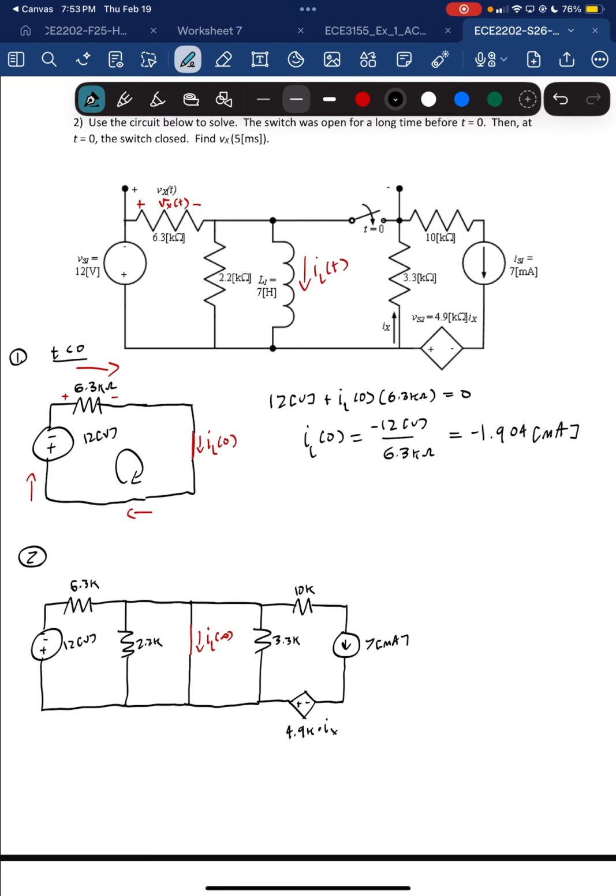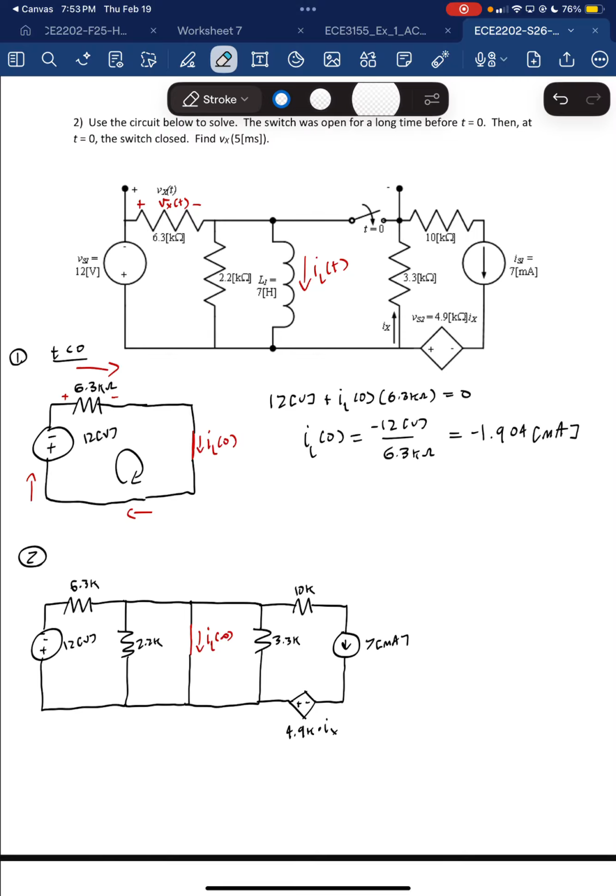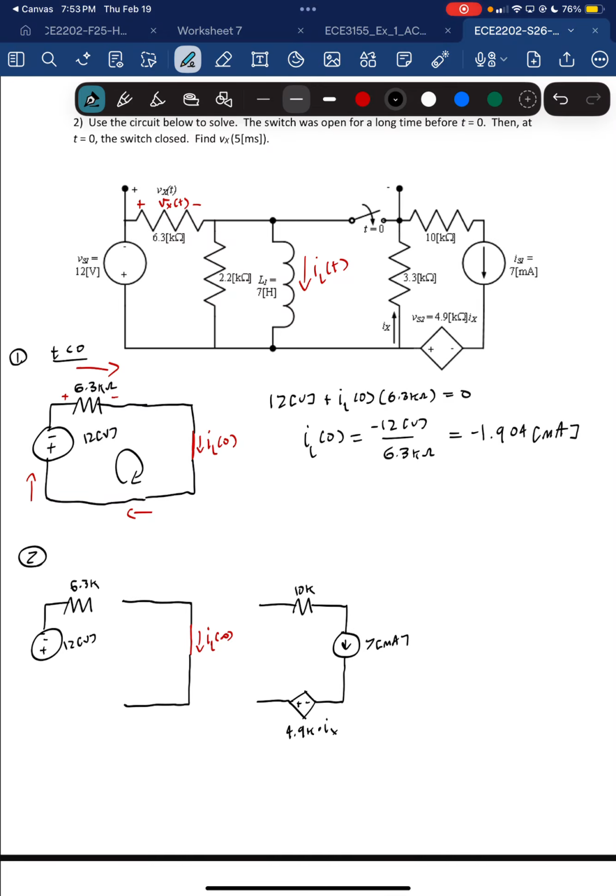So, first things first. Let's simplify the circuit a little bit. And we're going to do that by getting rid of these two middle branch resistors because they are being shorted out.